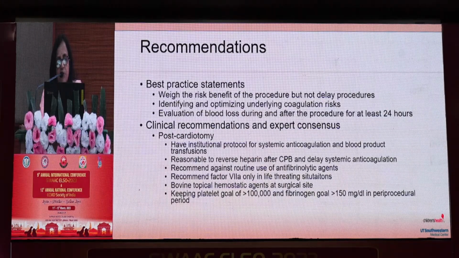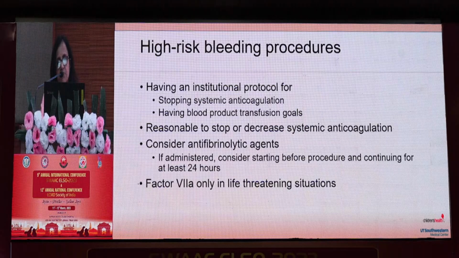It is also a good idea to keep your platelet goal greater than 100 and a fibrinogen goal greater than 150 milligrams per deciliter. And when it came to high-risk bleeding procedures, having an institutional protocol for stopping systemic anticoagulation and having blood product transfusion goals is important. And it is reasonable to think about stopping or decreasing systemic anticoagulation, to consider antifibrinolytic agents, and to consider use of factor 7A only in life-threatening situations.